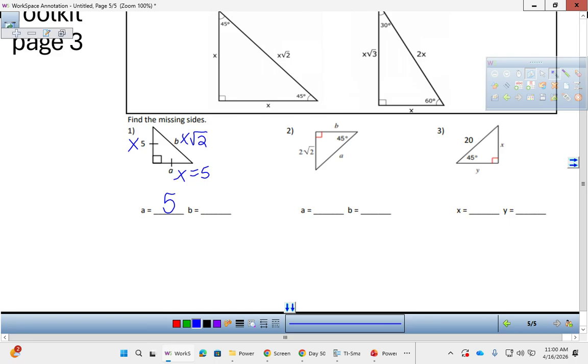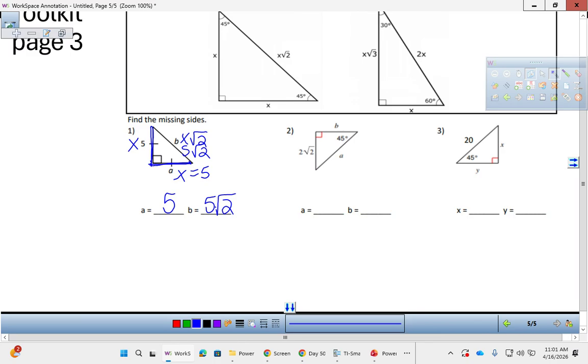You okay with that? This side is the same as this side. So if this side is 5, this side is 5. And the hypotenuse is the side length times root 2. So if the side length is 5, then the hypotenuse is 5 times root 2. So B is 5 root 2. This is another 45, 45, 90.